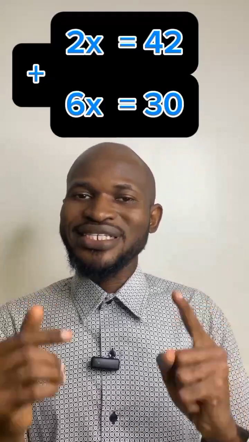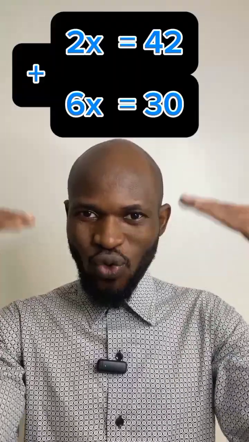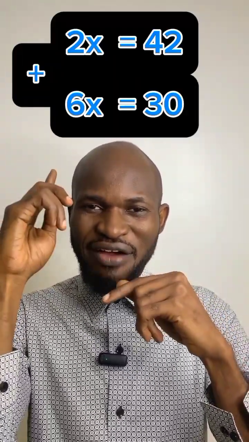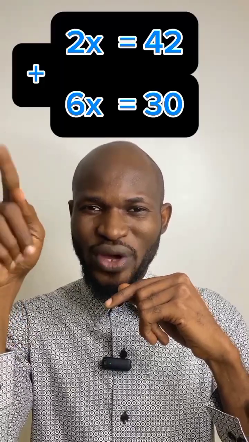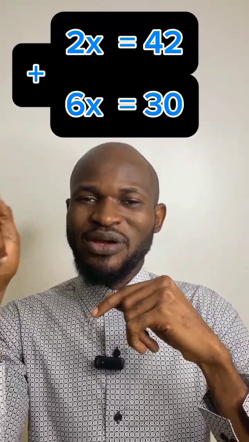Now here, we're still having our 42 and our 30. We are adding both equations. We are adding the first and the second equation together. Now here we have our 2x and our 6x. Our 2x plus 4x, remember, 4x has disappeared. And we had our 6x minus 4y.